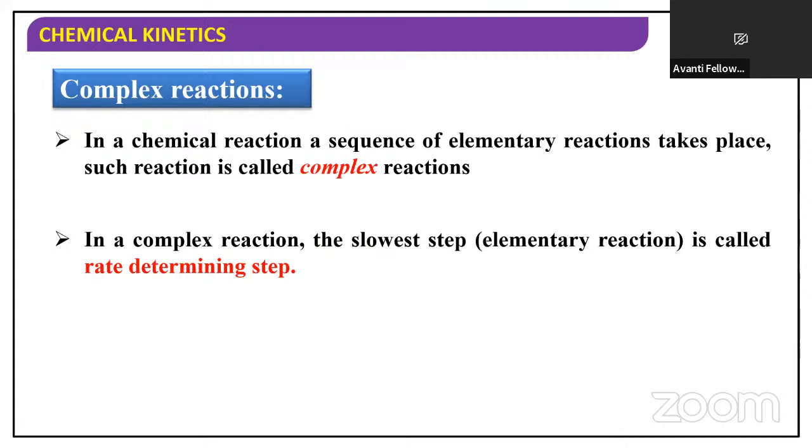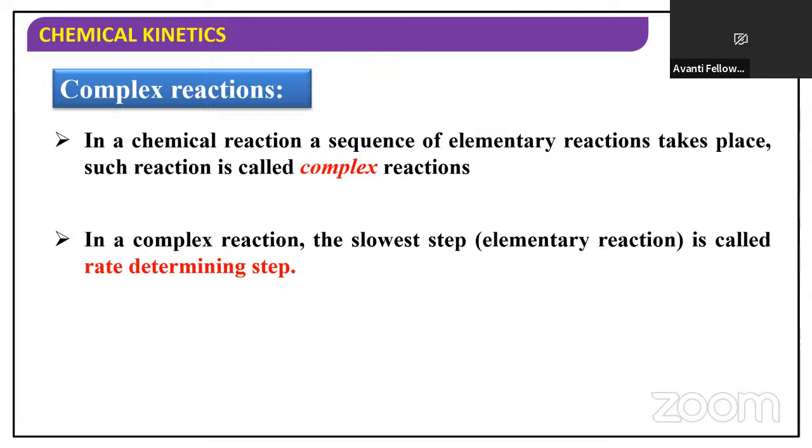So in a chemical reaction, a sequence of elementary reactions takes place. Such a reaction is called a complex reaction. It means a complex reaction consists of lots of elementary reactions, right? It means two elementary reactions combined together to form one complex reaction. Simply, we can define that in a complex reaction more than one step is present, right?